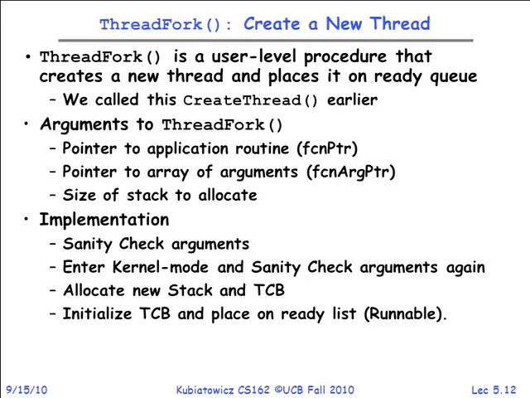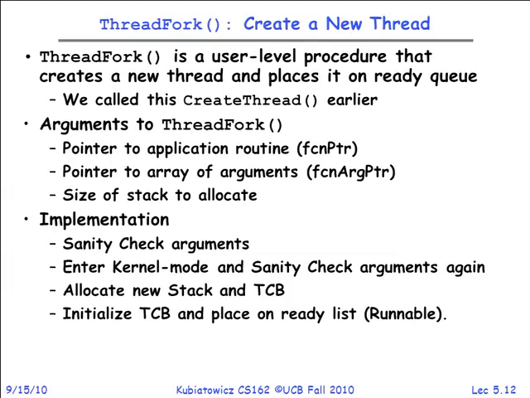So once we've entered kernel mode and we've made sure that we have good arguments, now we have to create a new stack and a TCB, right? Because we're making a new thread. It needs a stack. It needs a thread control block. We're going to initialize the thread control block. We're going to place it on the ready queue. And we're done. OK, so that's all easy, right? So now everybody who was asking questions about how the thread T started, they have no more questions, right? All right, maybe you have some more questions.